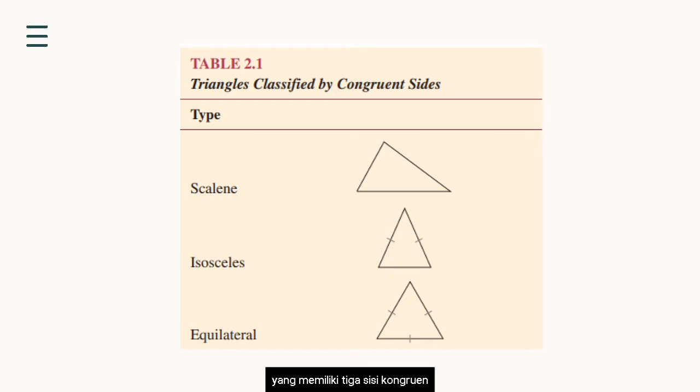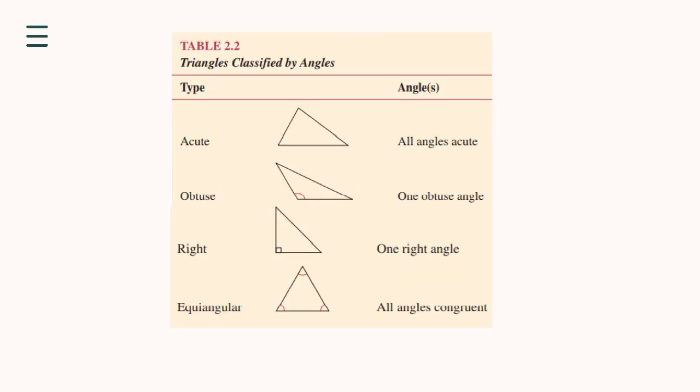Table 2.2 is triangles classified by angles. The first type is acute. The triangle has all acute angles. The second is obtuse, where the triangle has one obtuse angle. Next is the right triangle, where the triangle has one right angle. And the last is the equiangular triangle, where the triangle has all angles congruent, or we can say each angle is 60 degrees.